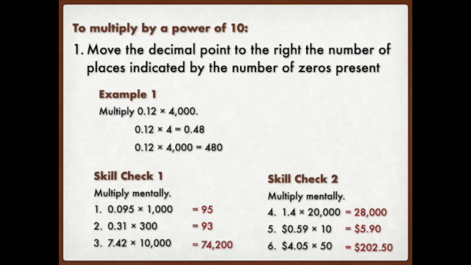Number 5 is pretty easy. You can just move the decimal place over 1 because of the 1 zero. Okay, 5.9. And then number 6, now the answer is 202.5. And the reason for that is the 4.05 times 5.